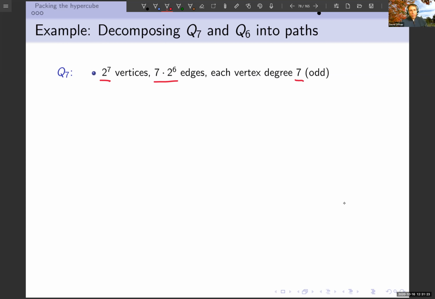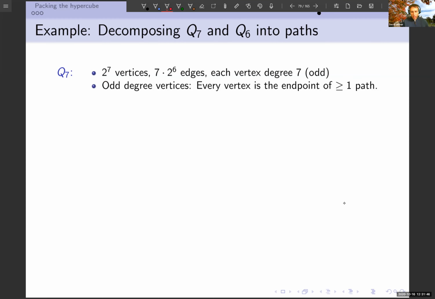If I'm going to decompose a hypercube into paths, and each vertex has degree 7, then if a vertex is in the interior of a path, that path contributes 2 edges to the degree of that vertex. So the fact that we have odd degree vertices means that every vertex has to be the endpoint of at least one path in the decomposition. There are 2^7 vertices, so if I pair them up, I get at least 2^6 paths.